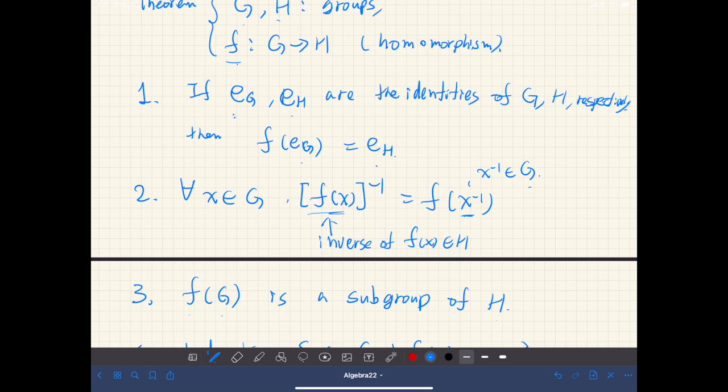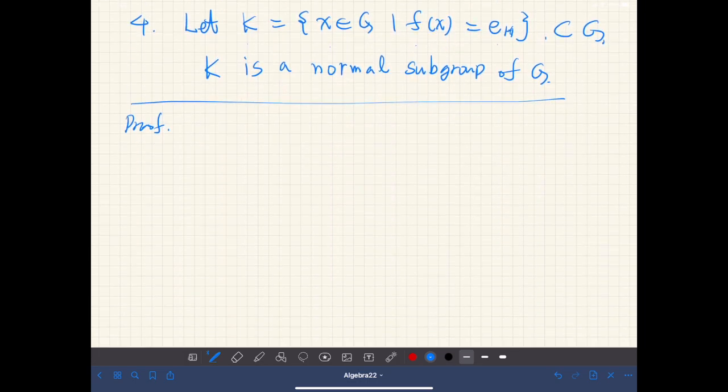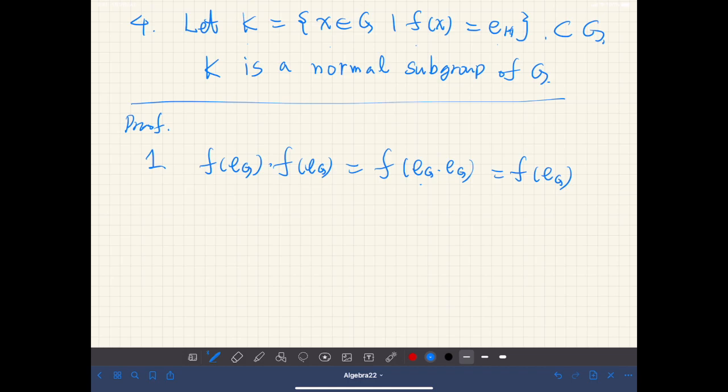First, let's prove the first point. F of EG times F of EG. Since F is a homomorphism, we have F of EG times EG. But since EG is the identity element in G, we have F of EG here. Okay, and this is of course an element in H, and since H is a group, we have the inverse element of this.